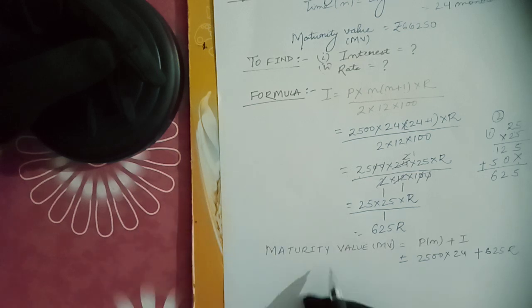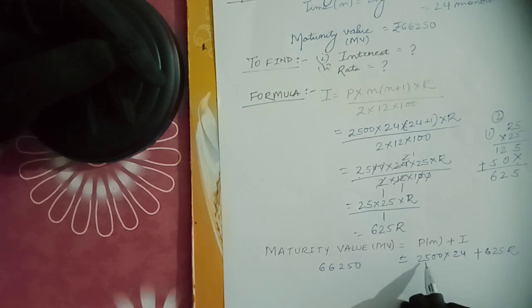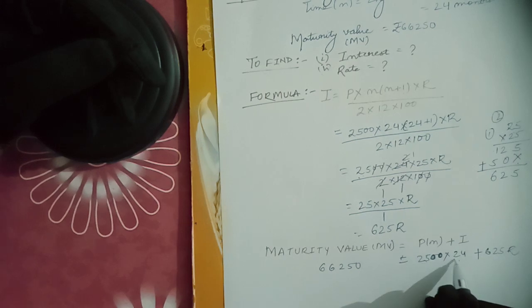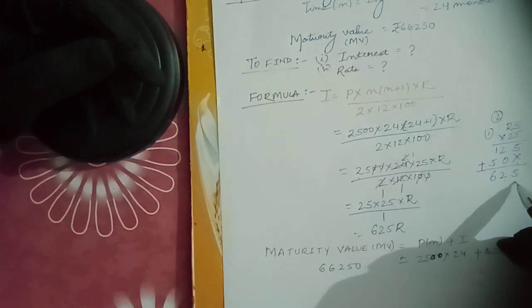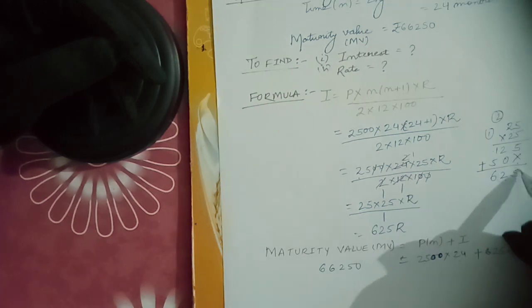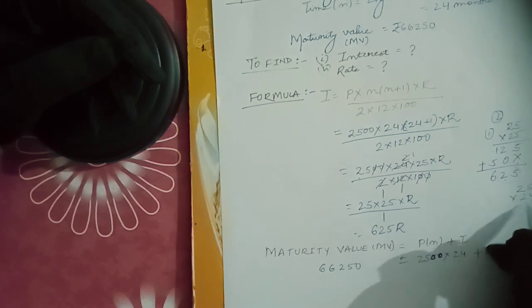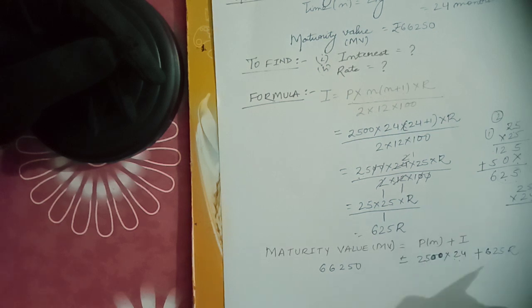What is the value of maturity? The maturity value is 66250. So here, as you can see, we have to multiply 25 into 24, and in the final answer we'll add the 2 zeros. So what is 25 into 24? If 25 into 25 is 625, then 25 into 24 is just one number less, so it would be 25 less, it would be 600. Again, if you want, you can try, but you should be very sure about the answer before you write. If you're not very sure, just go for multiplication.